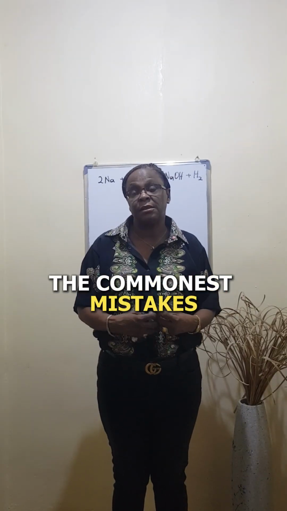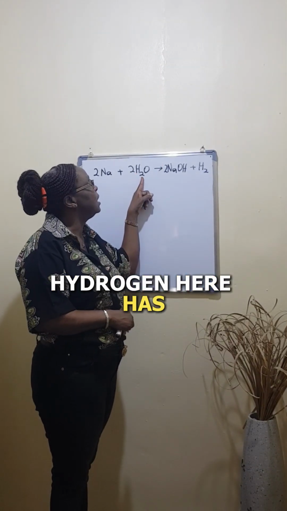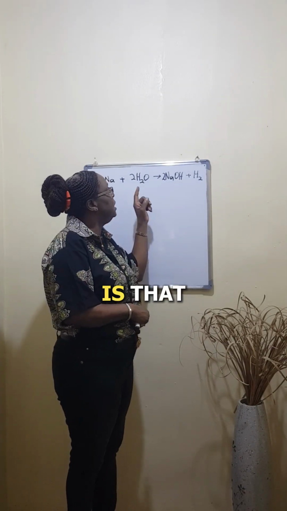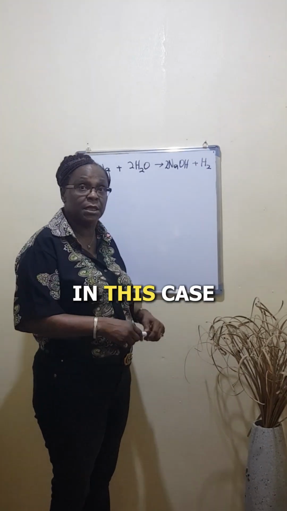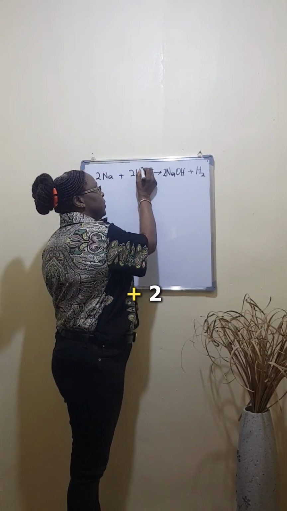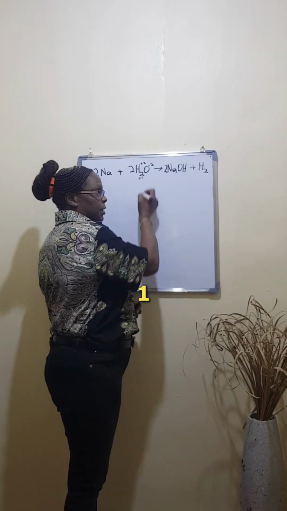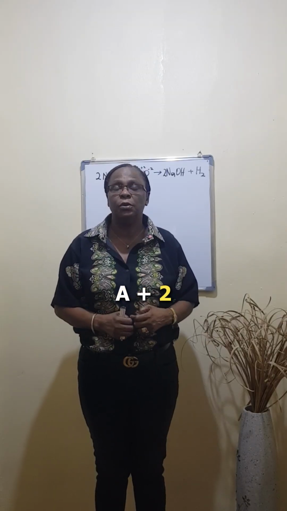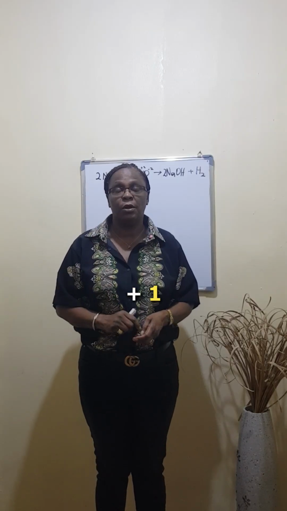The commonest mistake students make will usually be with hydrogen. Hydrogen here has two atoms. What most students fail to realize is that whatever the oxidation number of oxygen is, in this case -2, the two hydrogens together will be +2, which means hydrogen has an oxidation state of +1. The error most students make is to believe that hydrogen has a +2 oxidation number. It isn't. That +2 has to be divided by 2 to get +1 for hydrogen.